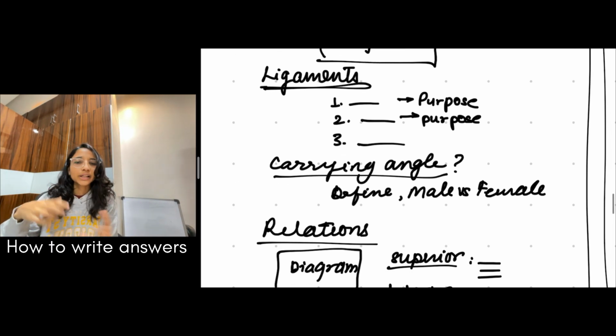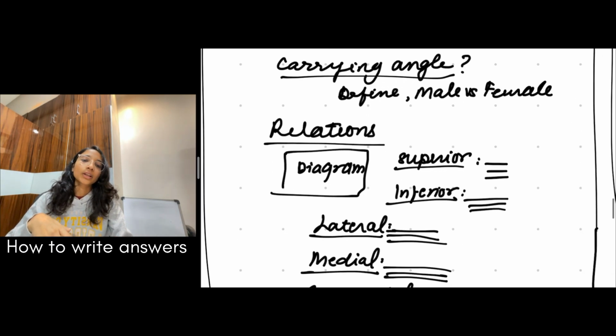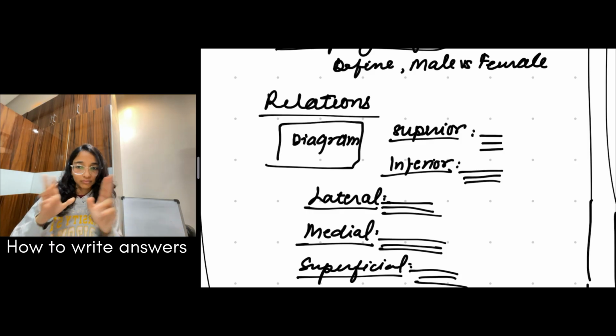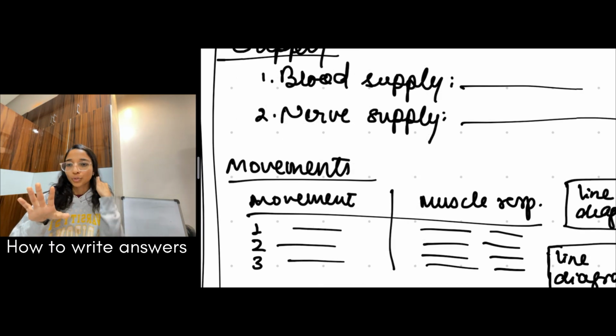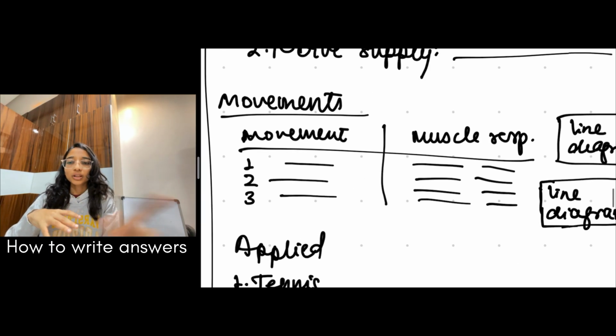Then I'll mention a little bit about the carrying angle because it's a very small topic. Usually it's asked as a short note as well. Then I'll write the relations. Again, I'll draw the diagram. Then we have, most important for any joint you're answering, movements. So what are the movements that this joint can do? Sadly, it's a hinge joint. It can only do two. It can extend and it can flex.